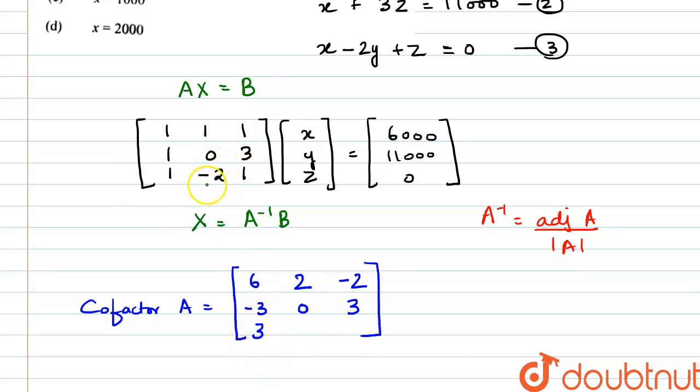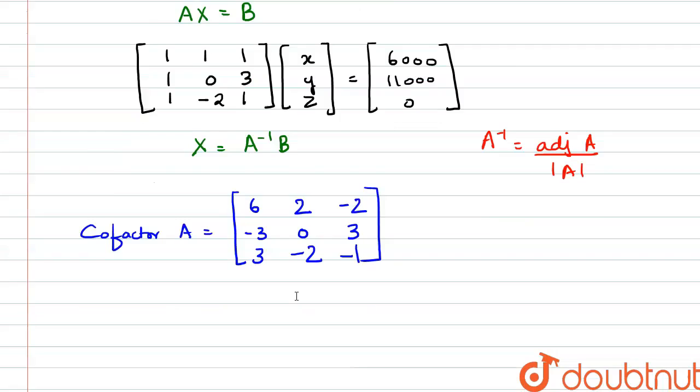Now for A32, it will be multiplied by minus 1. So it will be 1 into 3 is 3. 3 minus 1 is 2. So it will be minus 2. And for the last, that is A33, we have 1 into 0 is 0. Minus 1 is minus 1. So this is the cofactor matrix.